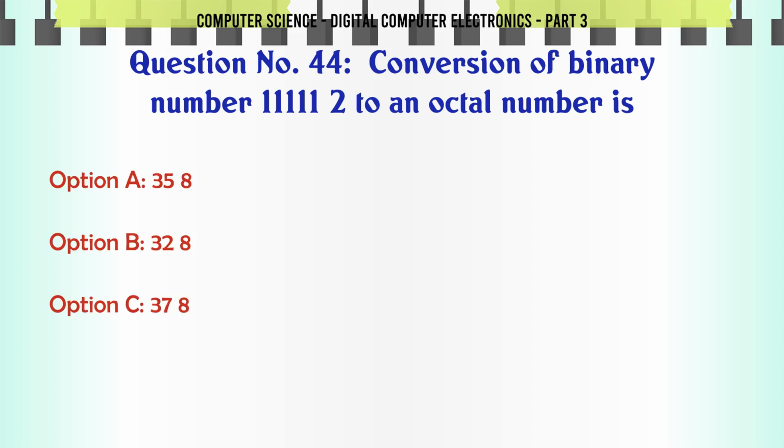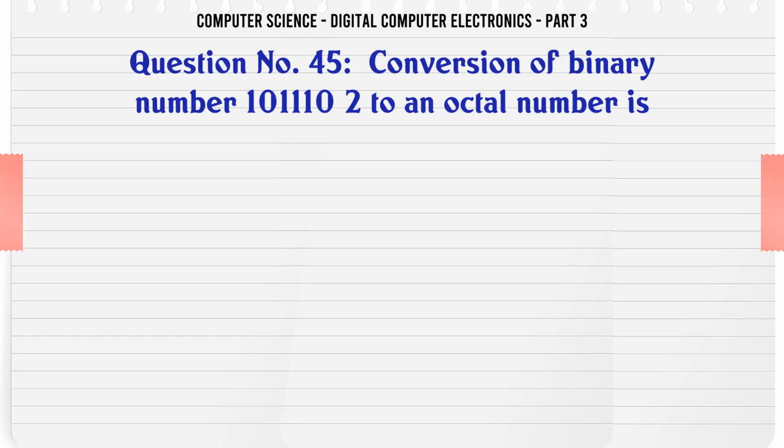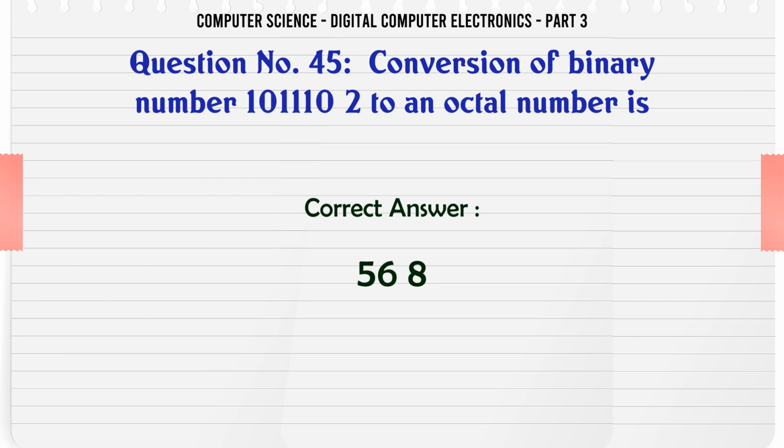Conversion of binary number 11111 to an octal number is A. 35 (base 8). B. 32 (base 8). C. 37 (base 8). D. 42 (base 8). The correct answer is 37 (base 8). Conversion of binary number 101110 (base 2) to an octal number is A. 35 (base 8). B. 46 (base 8). C. 56 (base 8). D. 5 (base 8). The correct answer is 56 (base 8).